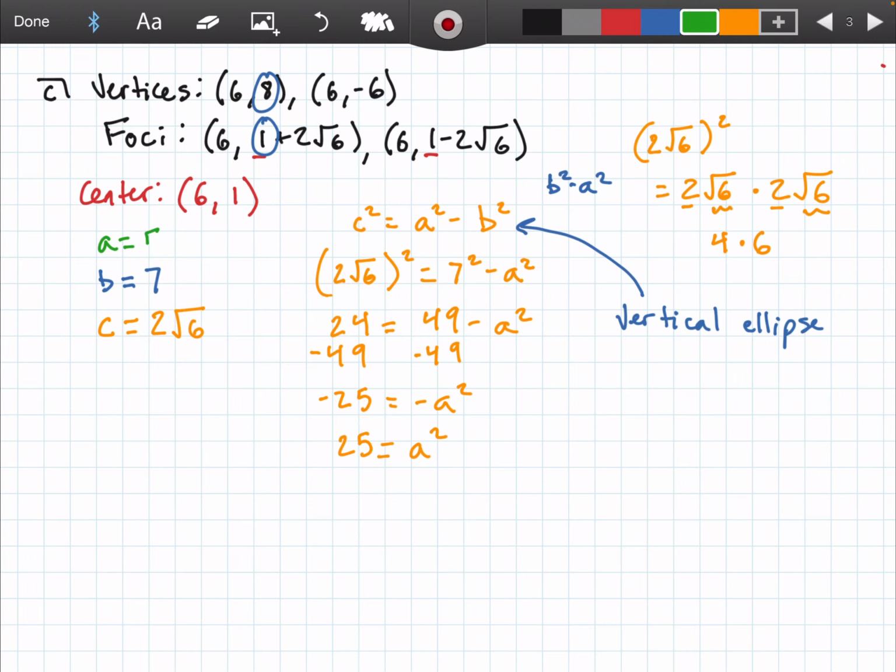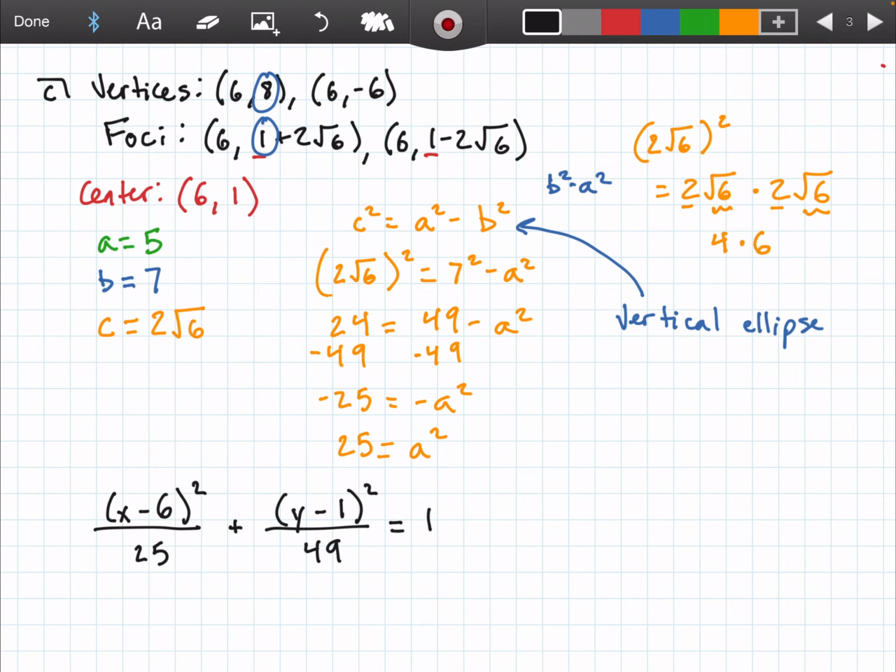So we get a is 5. I only need a squared. So we're going to go x minus 6 squared over a squared, which is 25, plus y minus 1 squared over 49 equals 1. There you go.